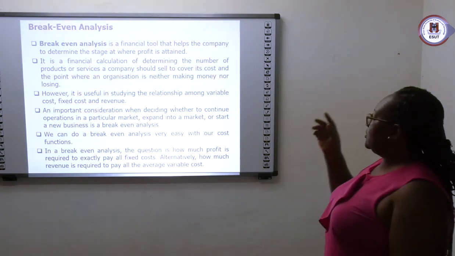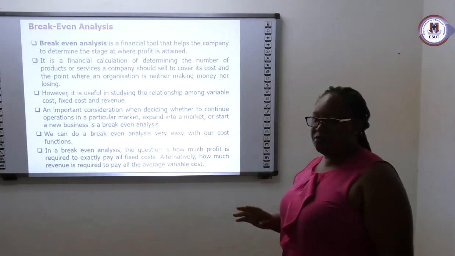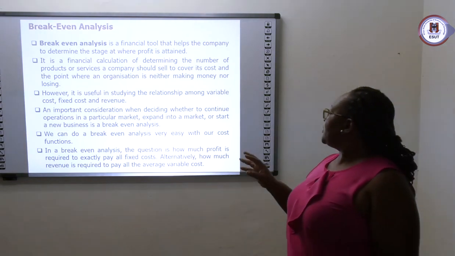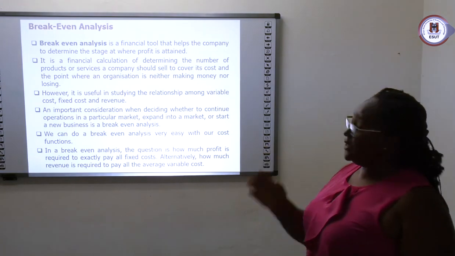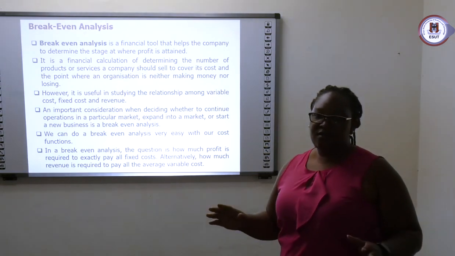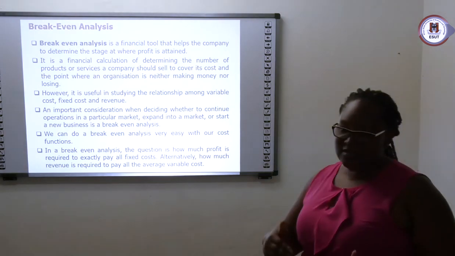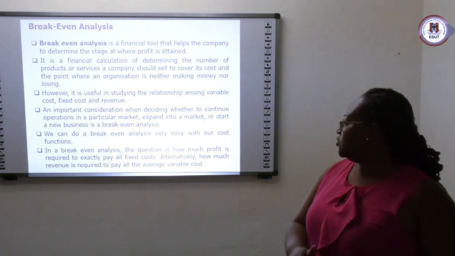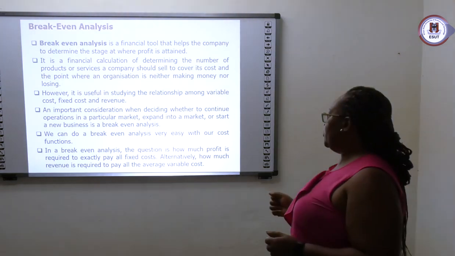Okay, now let us look at the break-even analysis. From the economic point of view, the break-even point is where there's no loss and no gain. It's the same thing as equilibrium. It's a situation where there's no loss, there's no gain. And if there's no loss and no gain, there's no problem.